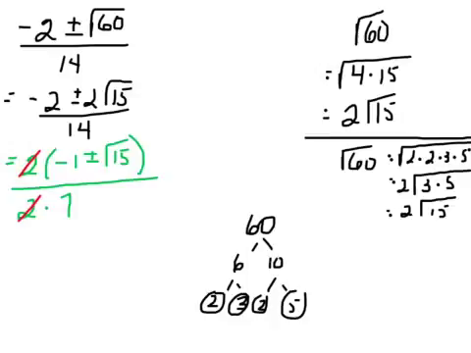Everybody kind of see what I did there? I took a GCF out of the top of 2. So I could write my answer, since the 2's cancel out, I could write it as negative 1 plus or minus the square root of 15 over 7. Now, this is going to get confusing. I would take this as an answer, okay? But I have a feeling the back of the book's going to write it a little differently.